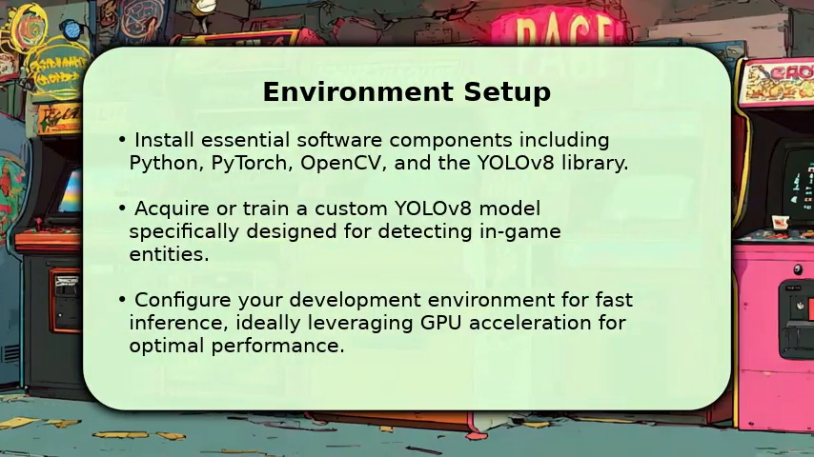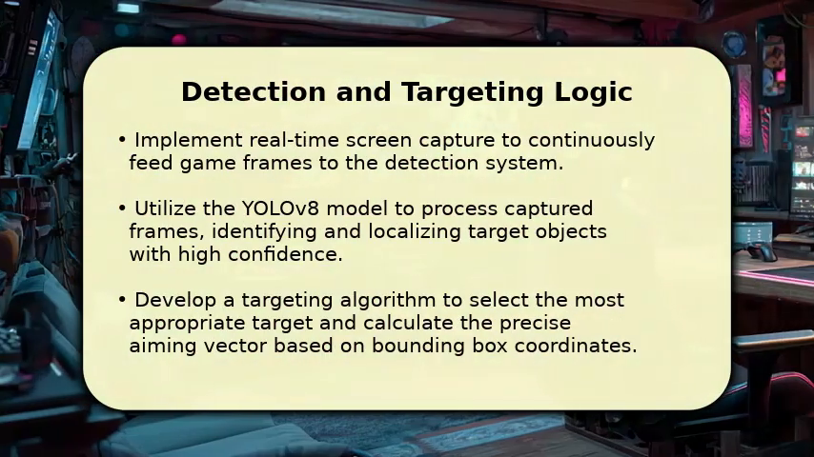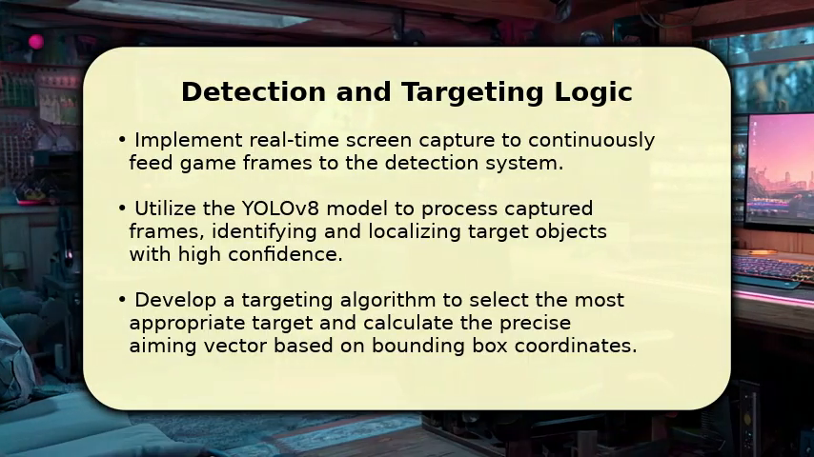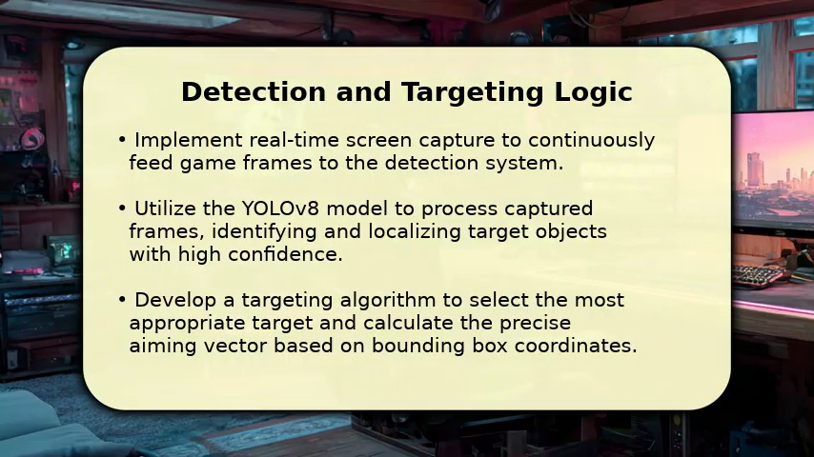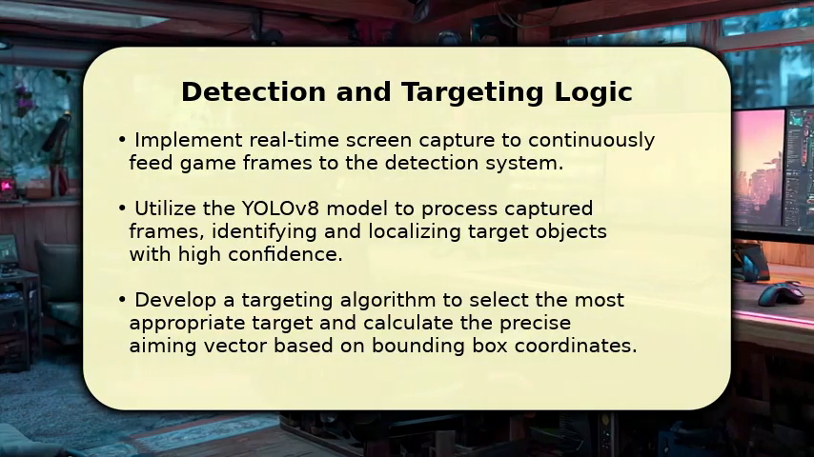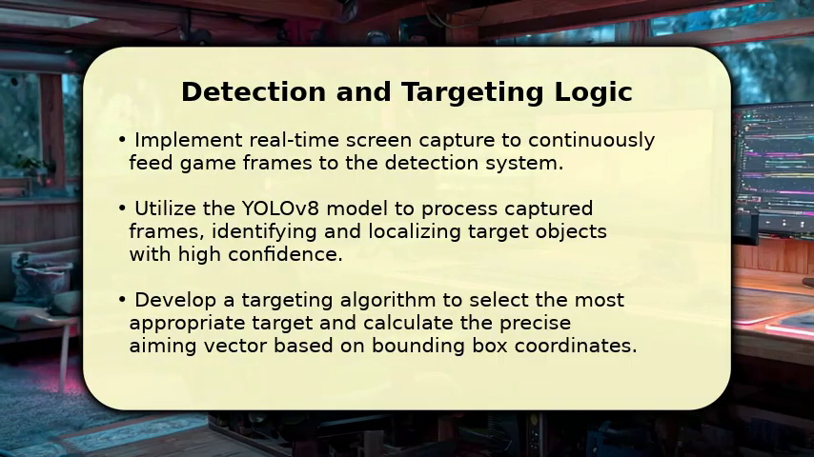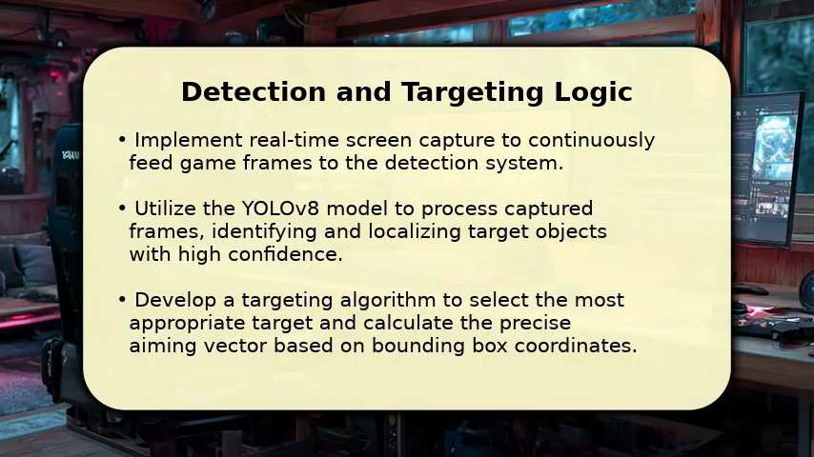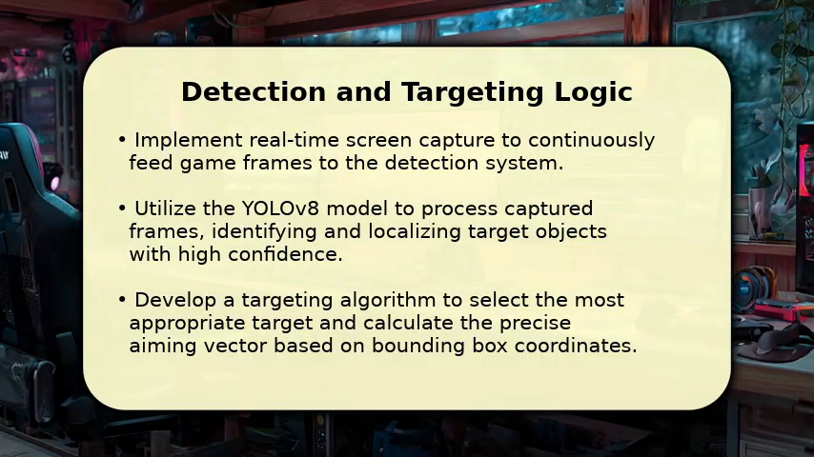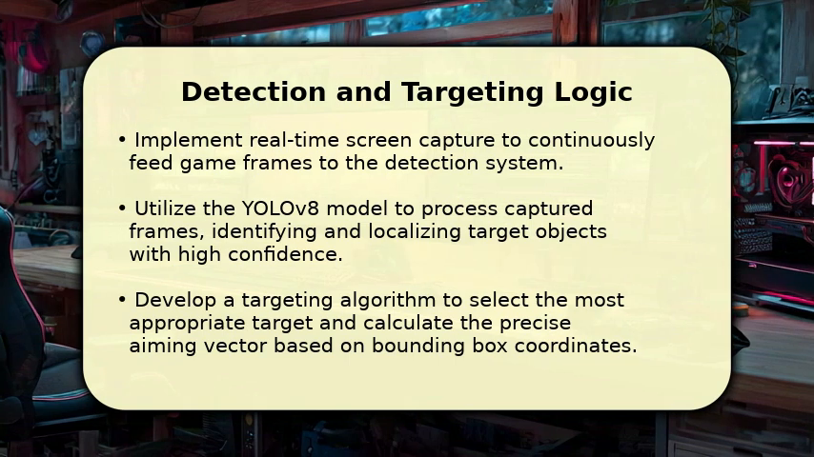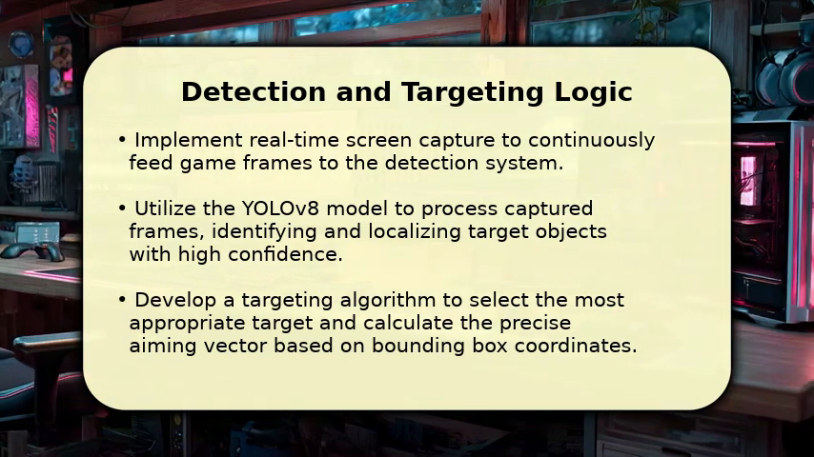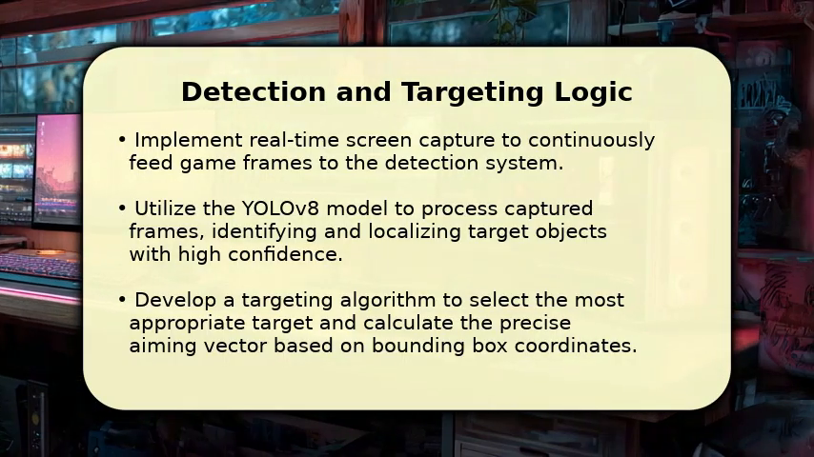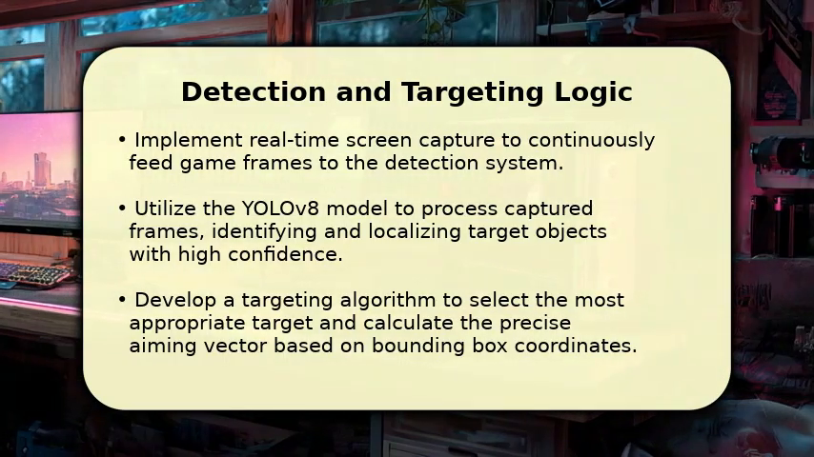frames per second. Once your environment is ready, the core logic involves continuously capturing your screen, perhaps at 60 frames per second, and feeding these images to your YOLOv8 model. The model will output bounding boxes and confidence scores, typically above 75% for detected targets. Your targeting logic then selects a primary target, often the closest or most central, and calculates the necessary mouse movement to align the crosshair with the target center or a specific point within its bounding box.